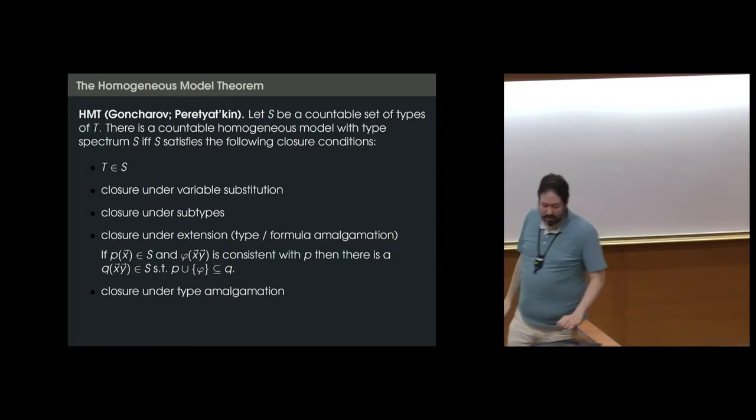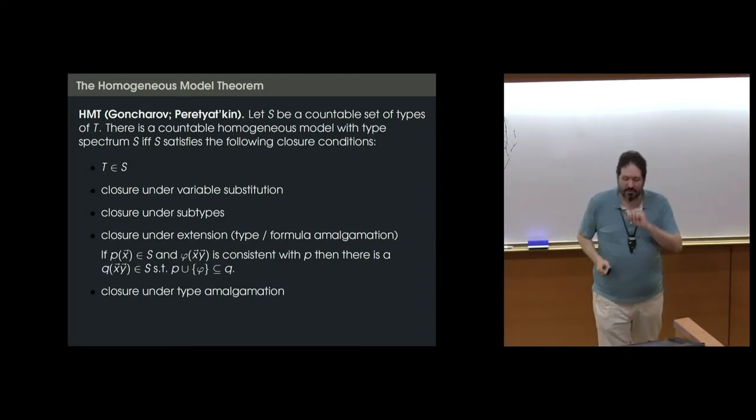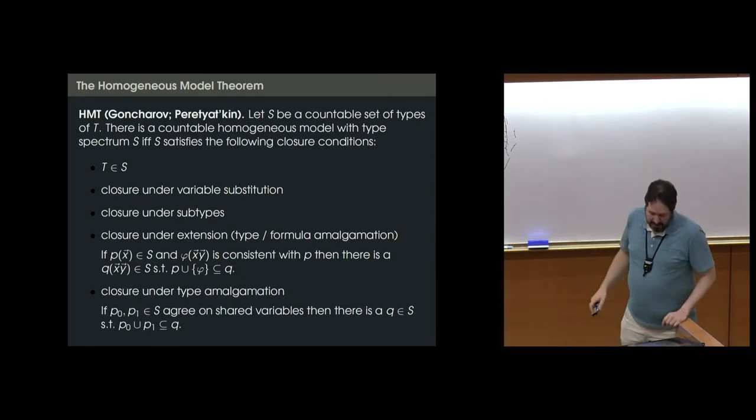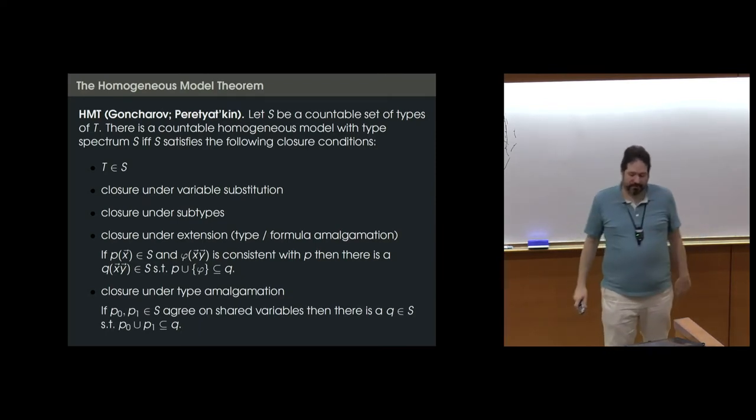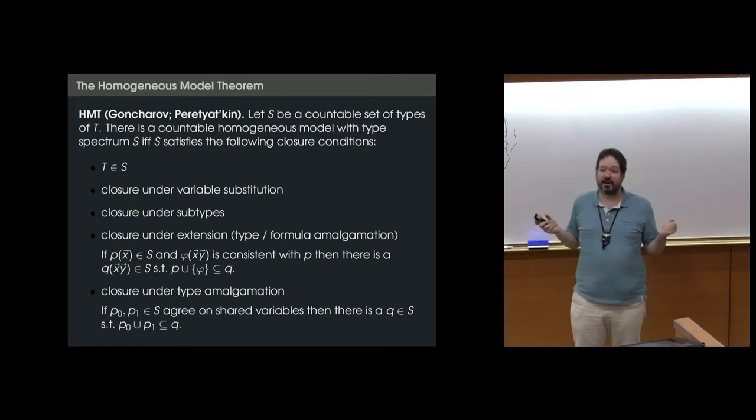And then you have a closure under a certain kind of type amalgamation. This is amalgamating two types. And this is the one where homogeneity comes in. So here's the way they stated it. Suppose that you have two types in S. Now, they may share variables.